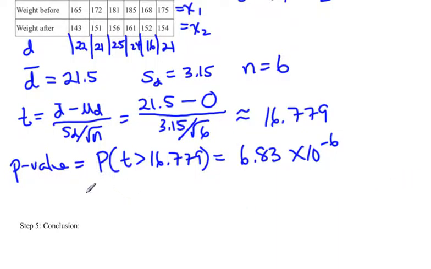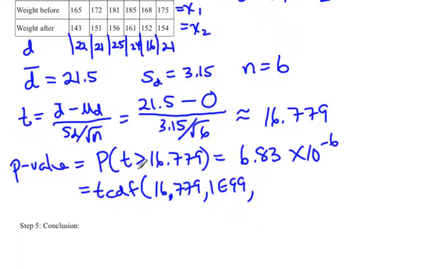If you are using the TI-83 or 84, this would be tcdf of 16.779, and then your upper limit is 1E99, infinity, because you are shading above, and then your degrees of freedom is 5. Remember, the degrees of freedom is n minus 1, which in this case would be 6 minus 1, which is 5.